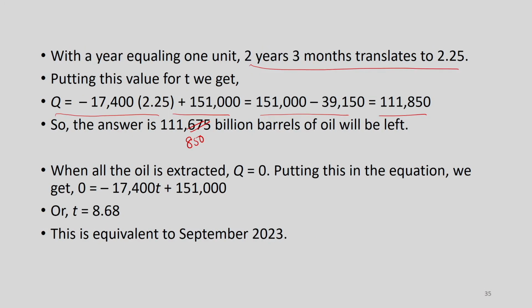So, for that what do you need to do? You need to put q is equal to 0 and solve the equation. So, I put q is equal to 0 in the equation, I get this much, and if I simplify this, it turns out that t is equal to 8.68. Now, we have to convert this in terms of calendar time, and if I convert this, it turns out to be September of 2023. So, basically in September 2023 all the oil will be extracted.